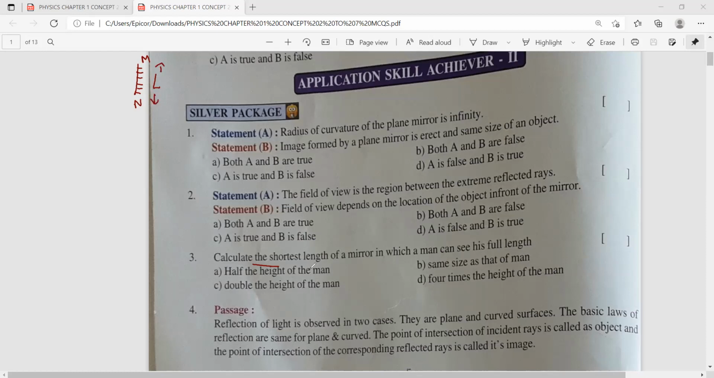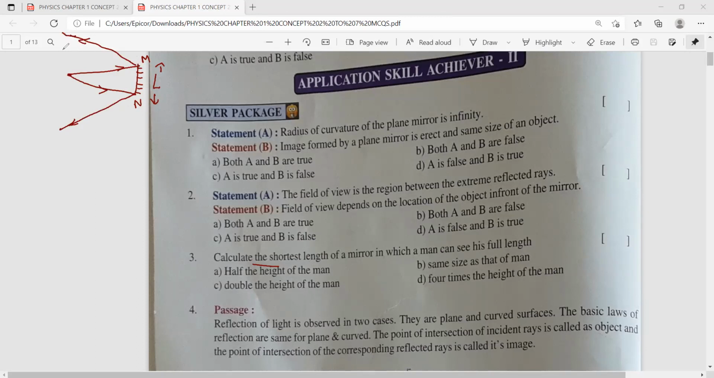The question is asking for the shortest length of the mirror in which a man can see his full length. Suppose the man is going to stand here; what mirror length is required to see his full length? Now let us take the man standing. The incident rays come from the man and fall on the mirror like this, right? Because the man acts like an object, the incident rays come and fall on the mirror. At the end points, when they fall, they reflect back in this direction also, right, children?